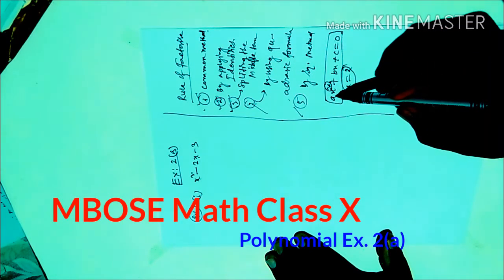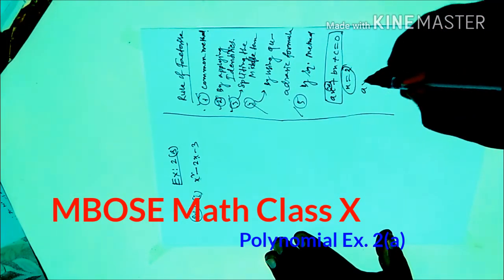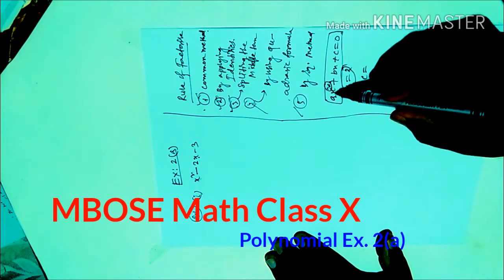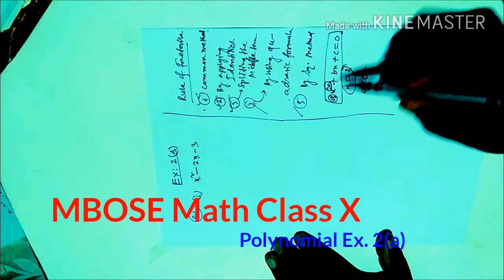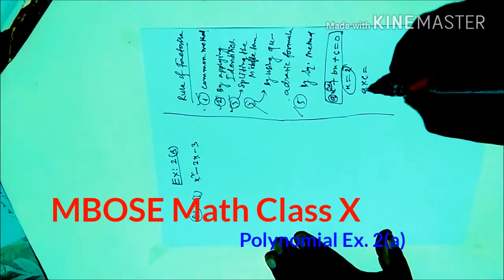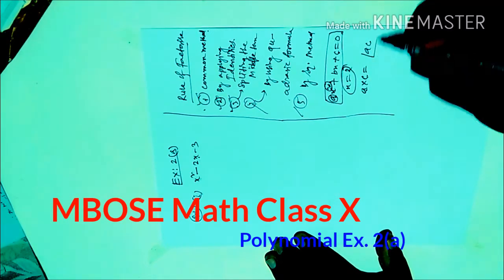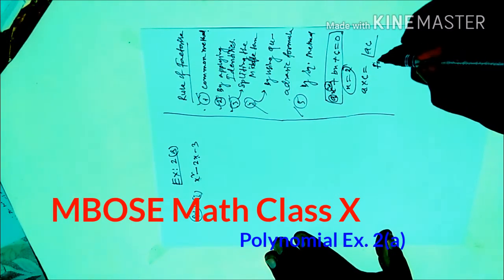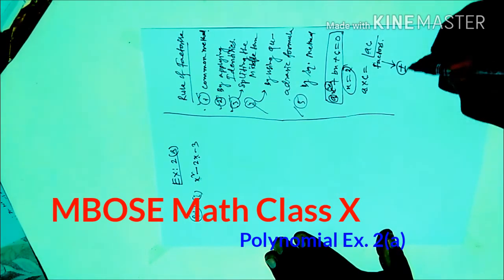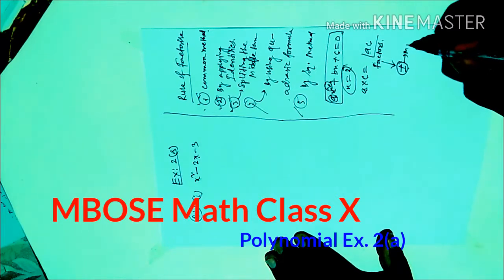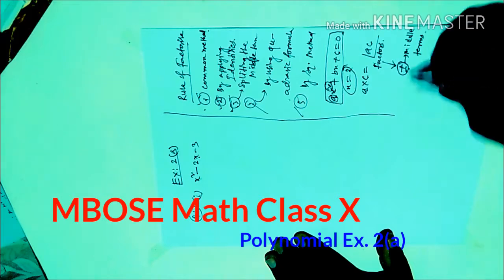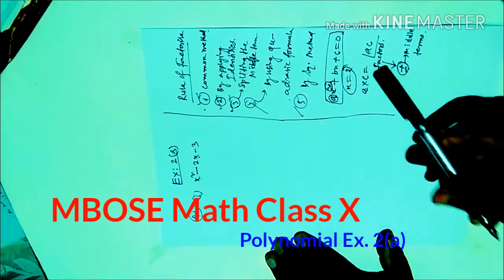Now the question is how to split the middle term. You find a into c, where a means the coefficient of x square, the number before x square, and c means the constant number. So a into c, ac. After finding ac, you take the factors of ac. From the factors, by adding or subtracting, you will get the middle number, the middle term. I hope you understand. If I explain with the example, you will understand more.